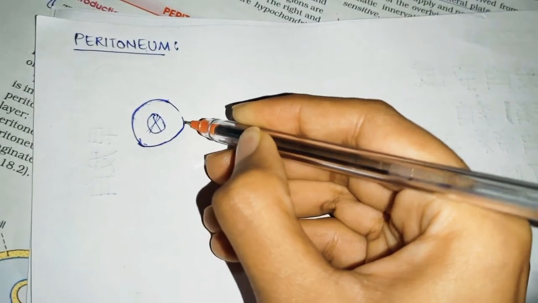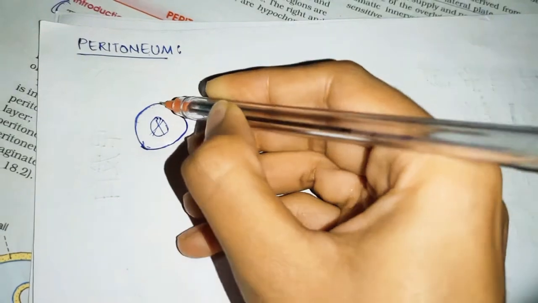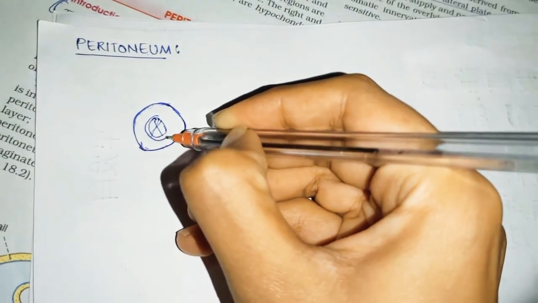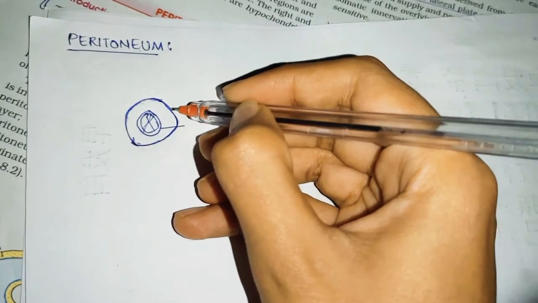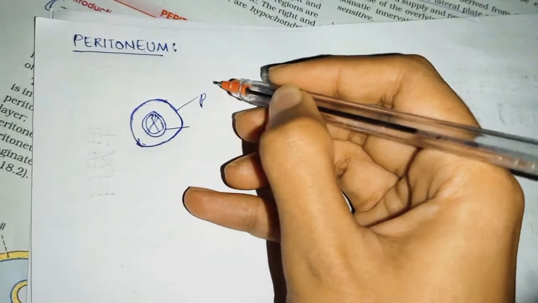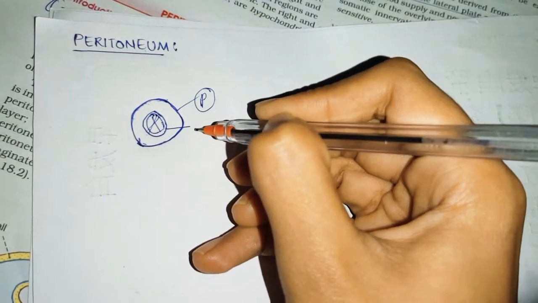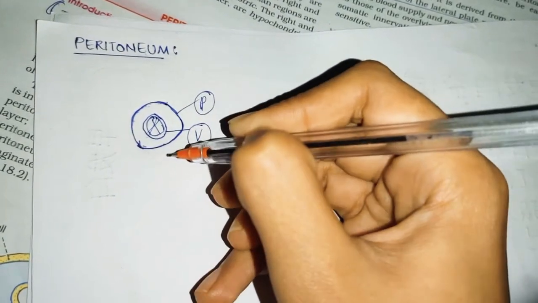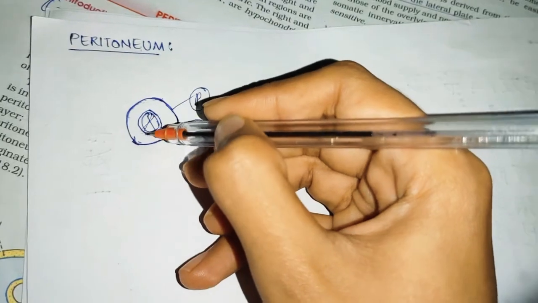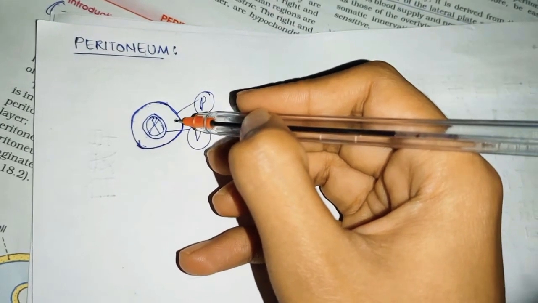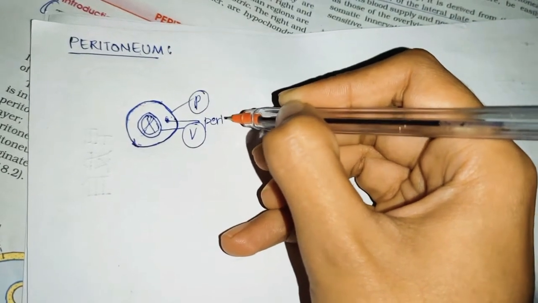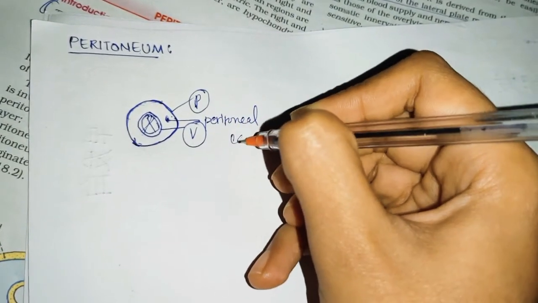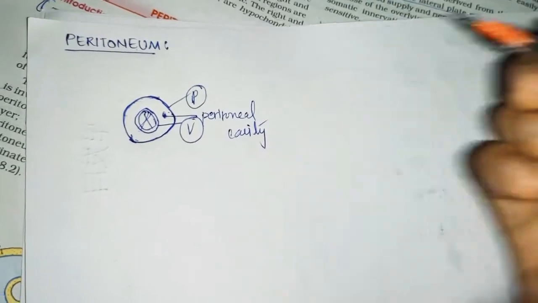That is called peritoneum. But this peritoneum layer is in turn divided into two layers: the one which is intact with the organ is called visceral peritoneum, and the one outside is called parietal peritoneum. Here P represents parietal peritoneum and V is for visceral peritoneum, which is intact with the organ, and the space between the visceral and parietal peritoneum is called the peritoneal cavity. These layers are formed by some special names we have.